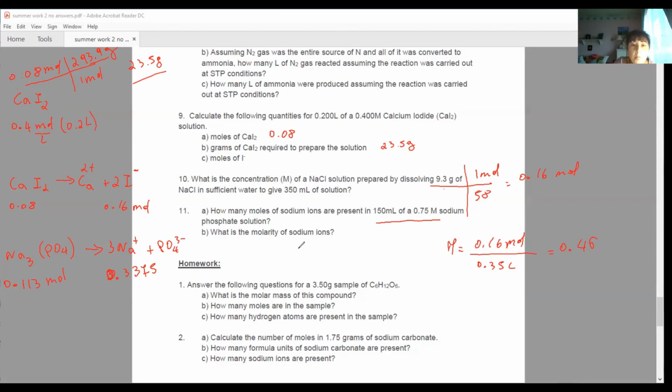And what is the molarity of sodium ions? So now you got to take those moles, right? You divide by the liters, which are 0.15, and you have a 2.25 molar solution.